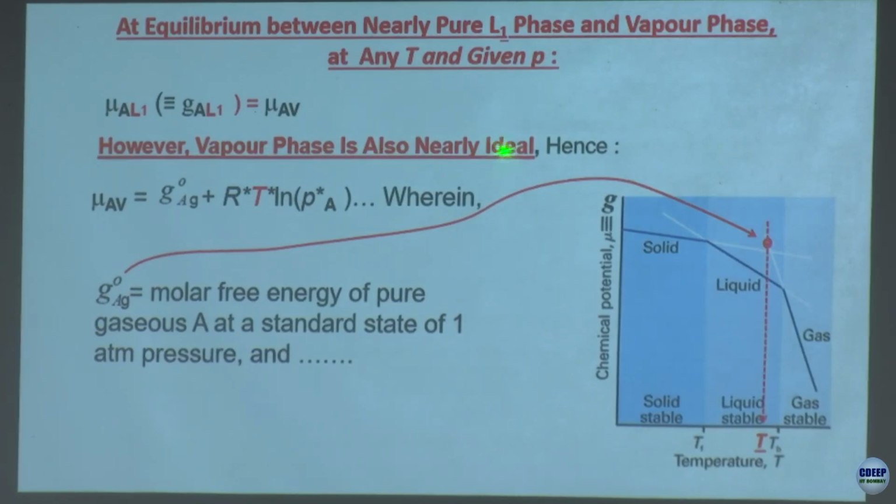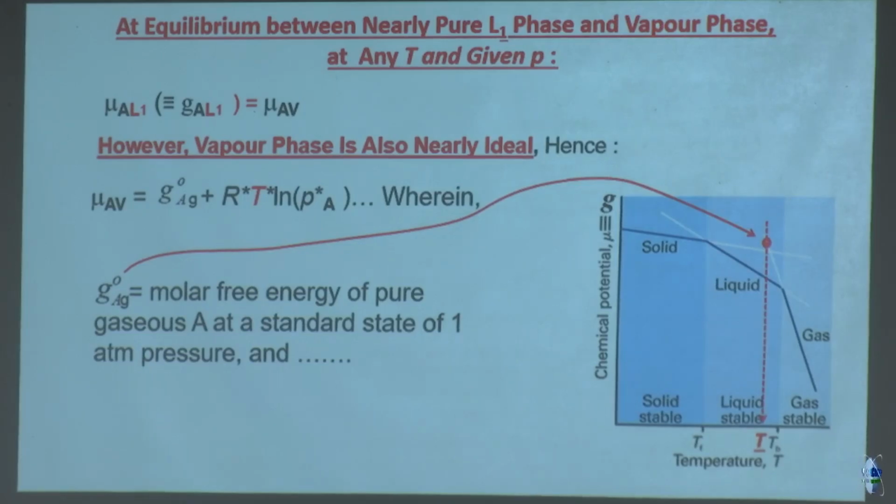Since the vapor phase is also nearly ideal, generally the vapor phase chemical potential is written very similar to the liquid phase chemical potential, which is equal to the molar Gibbs free energy of A in the gaseous phase plus RT ln P asterisk. P asterisk happens to be the ratio of the partial pressure of that particular component in the vapor phase divided by the reference pressure. Generally, the reference state is taken as 1 atmospheric pressure.